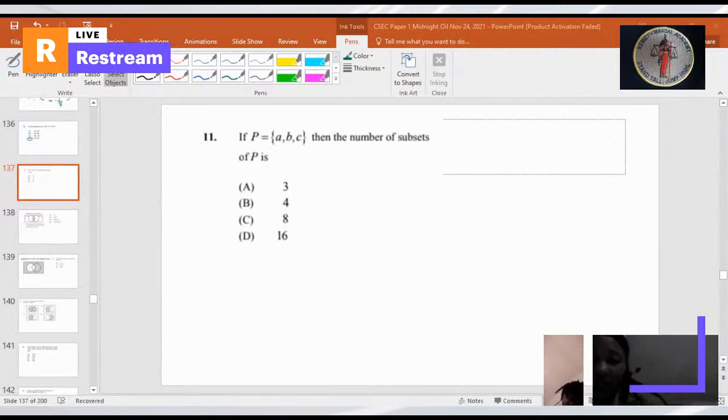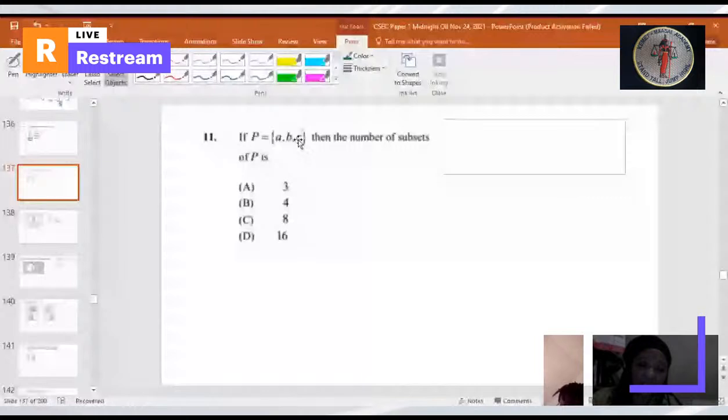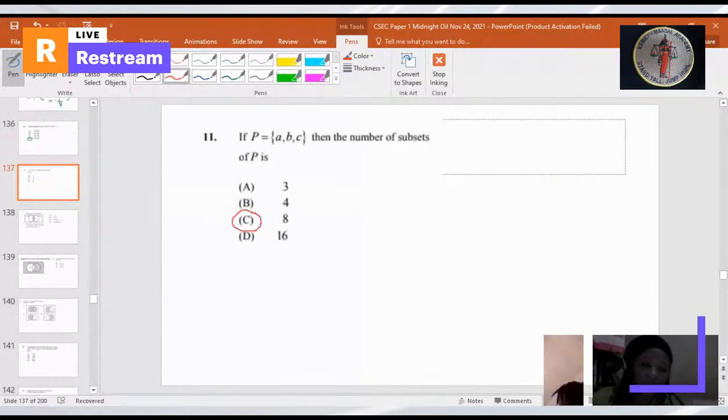So the number of possible subsets is 2 to the power of n, and n represents the number of elements in the set. So how many possible subsets would this set have? The answer would be 8. Because what? It has three elements, A, B, and C, right? So 2 to the power of 3, 2 times 2 times 2, which is 8.